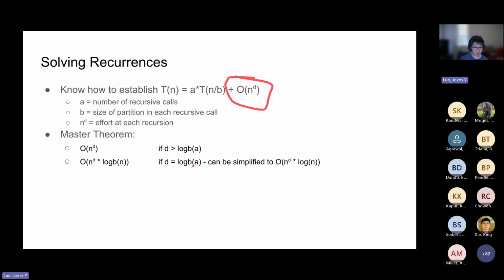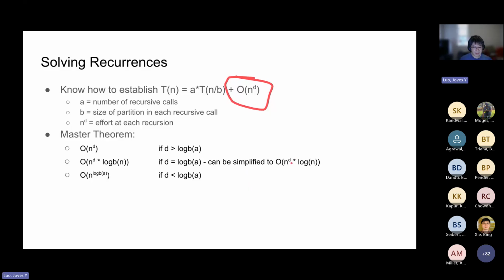If D is equal to log base b of a, then this can be simplified at the end, and your runtime is O of n to the D times log n. And then if my D is less than log base b of a, then my solution is n to the log base b of a. And that's basically your three possible outcomes.